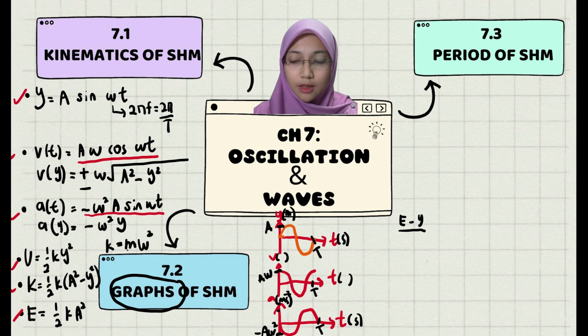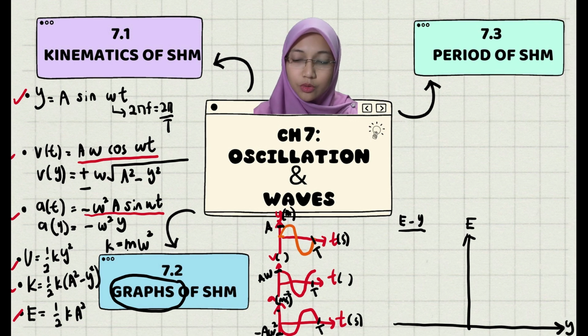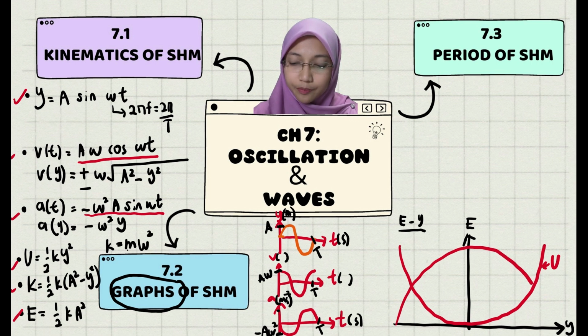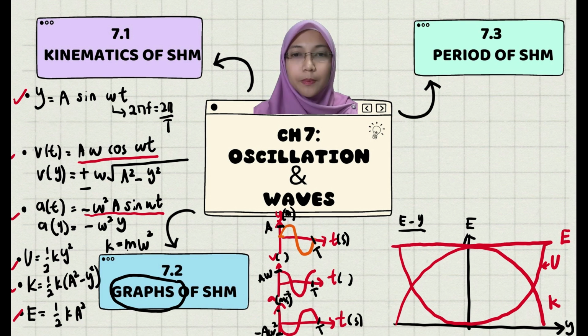Apart from that, you also have the graph of energy against y. On one axis, we can draw three graphs of energy against y. The first one is the graph of potential energy, the second one is the graph for kinetic energy, and the third one is the graph for total energy. So on one axis, you have three graphs.